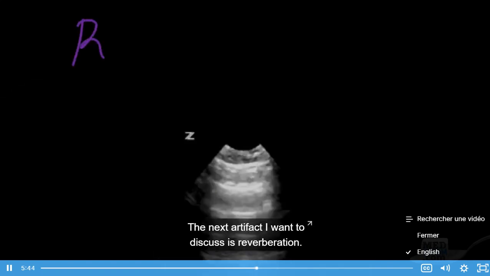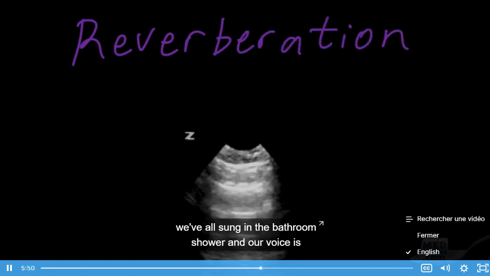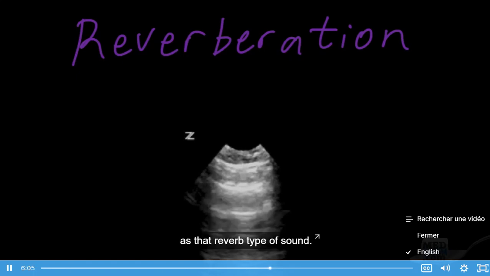The next artifact I want to discuss is reverberation. And reverberation is very familiar to us. We've all sung in the bathroom shower, and our voice is going out and reflecting off of the tile, the walls, the ceiling, and the summation of all of those reflections arrive back at our ear, and our brain interprets that as that reverb type of sound. It's because it's actually a summation of lots of different reflections.